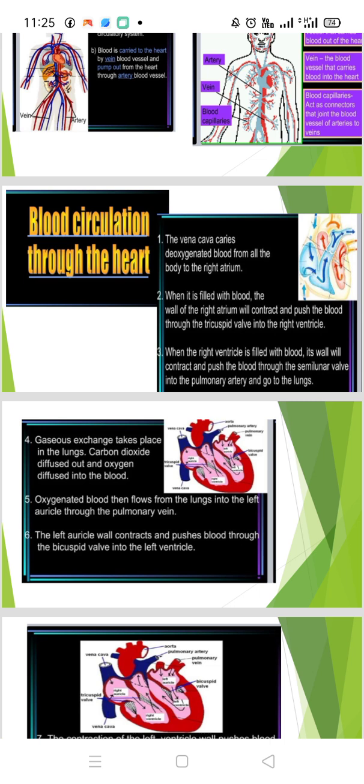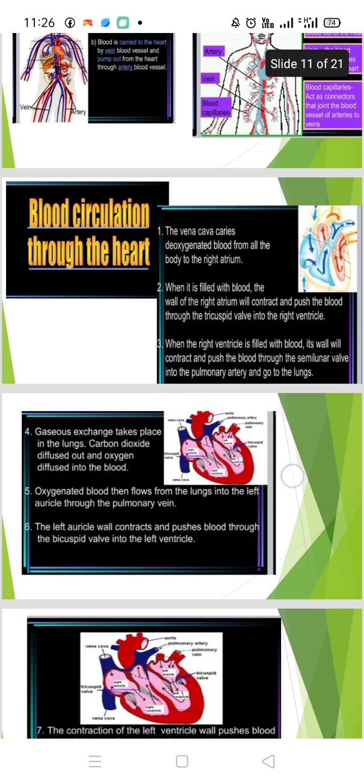When it is filled with blood, the wall of the right atrium will contract and push the blood through the tricuspid valve into the right ventricle. When the right ventricle is filled with blood, its wall will contract and push the blood through the semilunar valve into the pulmonary artery and go to the lungs.